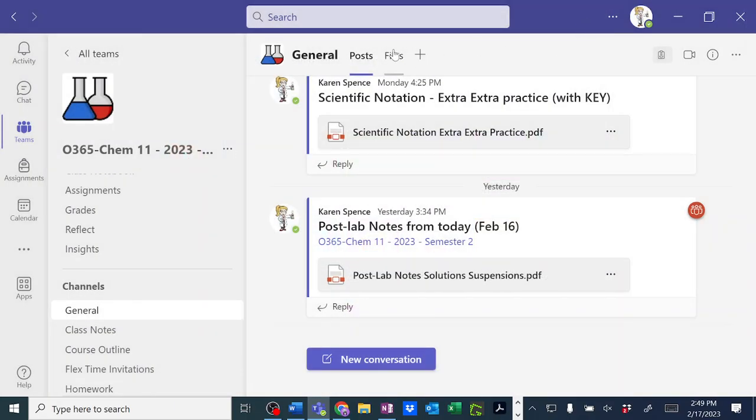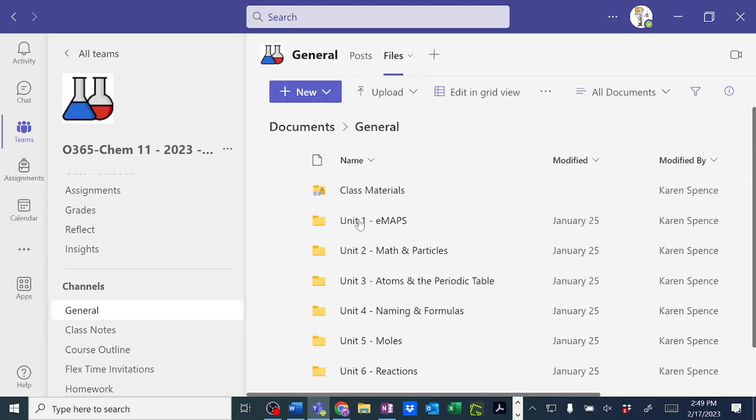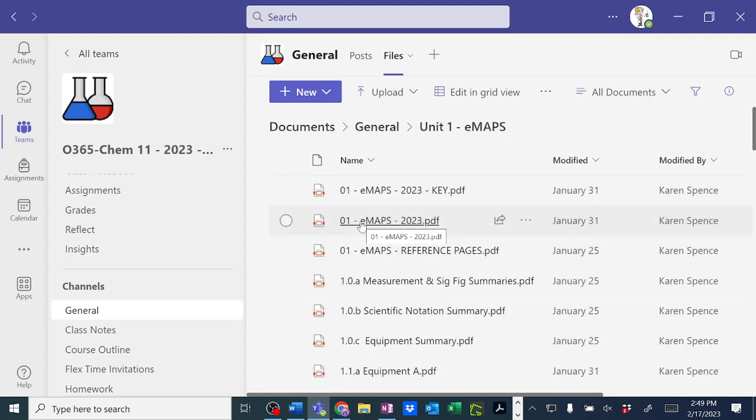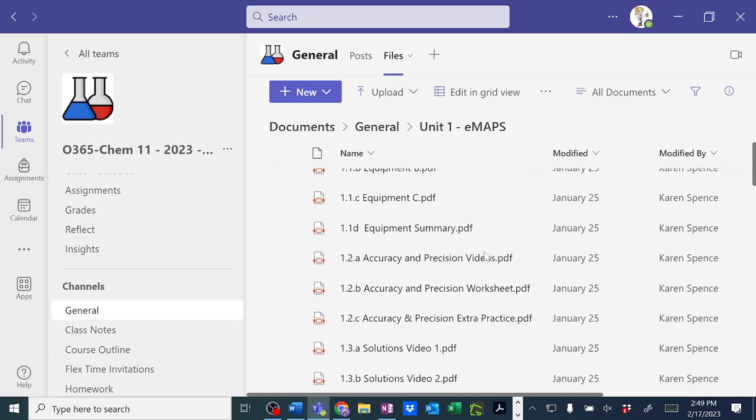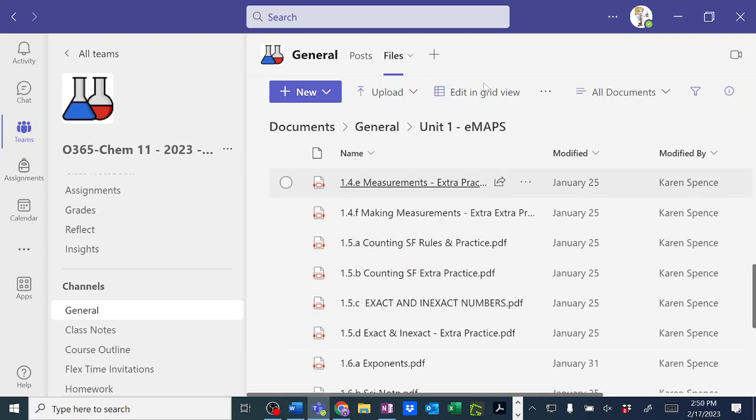Okay, files. We go to files. And look, here's Unit 1. And if you want to have some extra practice with accuracy and precision, there's the original worksheet, there's the extra practice worksheet, right? We've got practice making measurements, extra practice making measurements, extra practice making measurements. So all of those, if you filled them in and you want blank copies, they're all here.